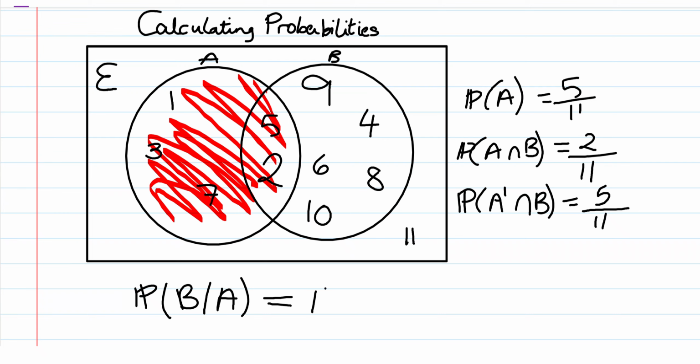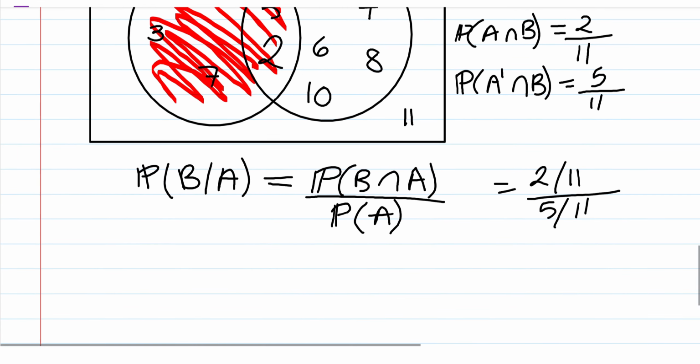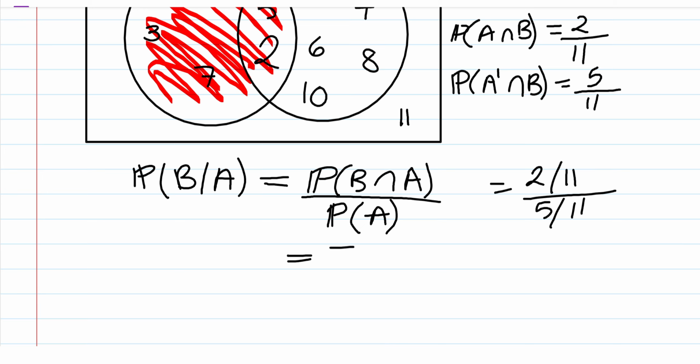which is basically the probability of B and A divided by the probability of A, because we want the parts of B that are already in A out of the possible parts of A. We calculated before the probability of B and A, which is the probability of A and B, is 2 out of 11, and the probability of A is 5 out of 11, which means the probability of B given A is 2 out of 5.